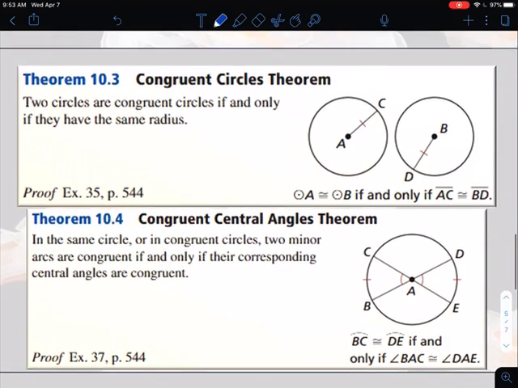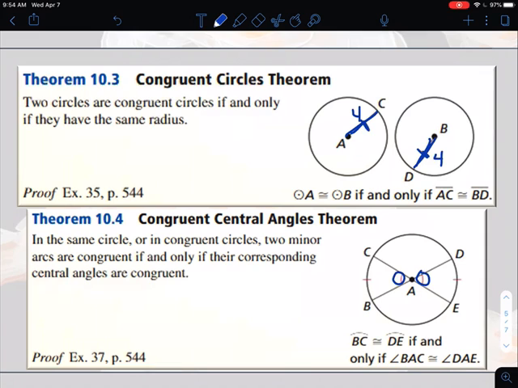Last thing, and these are just a couple of quick theorems that we're going to see a little bit, but not really focus primarily on, so I'm just going to talk about this real quick. Circles can only be congruent if their radii are the same. So if I have two circles, A and B, they're only congruent if their radii are exactly the same. So if I have a radius of 4 here and a radius of 4 here, those circles are the same size.